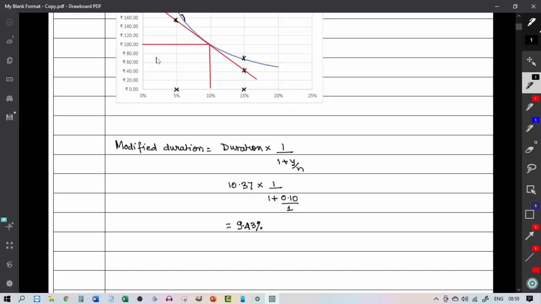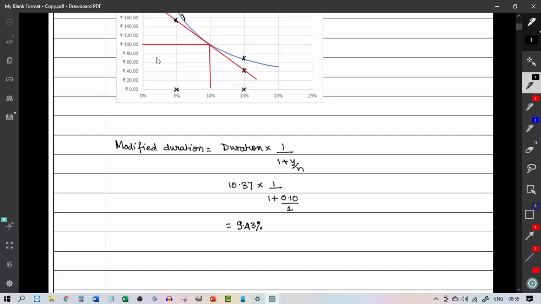Now, please remember that this modified duration is only a rough estimate and it does not exactly measure the change in price of the bond for every percentage change in the yield. This only gives a close enough result, because this presumes a linear relationship. But now we know that the relationship between the price of the bond and the yield is not linear, but it's got some convexity attached to it. Now the question is, how do we calculate this convexity?